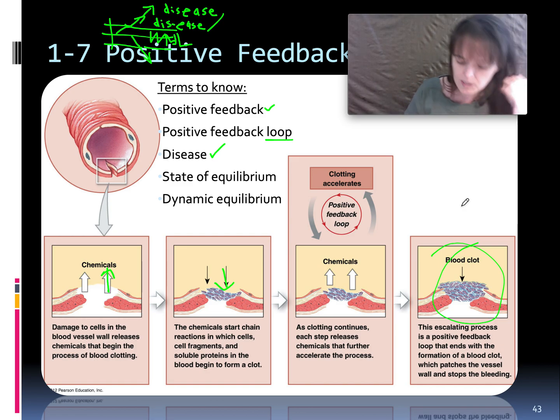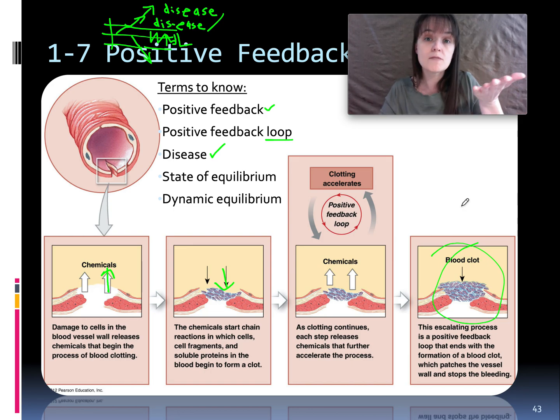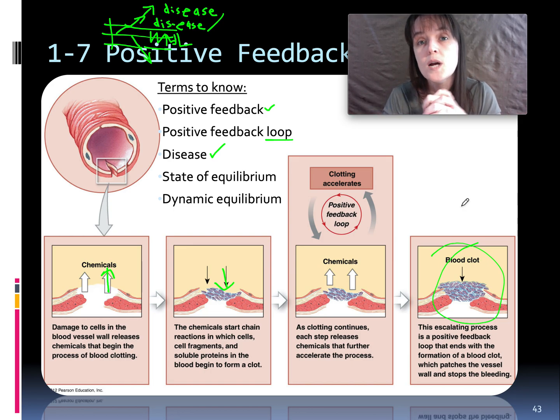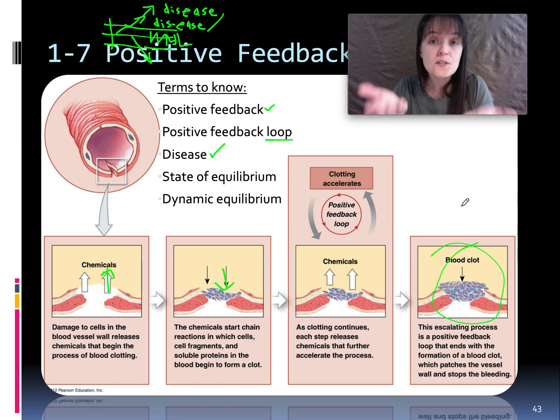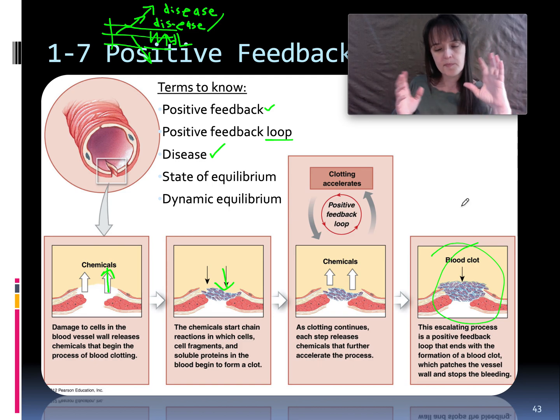The state of equilibrium is when two opposing forces are in balance. So when your blood sugar is not too high and not too low, when your blood calcium is not too high and not too low, when your temperature is not too high and not too low, this is a state of equilibrium.